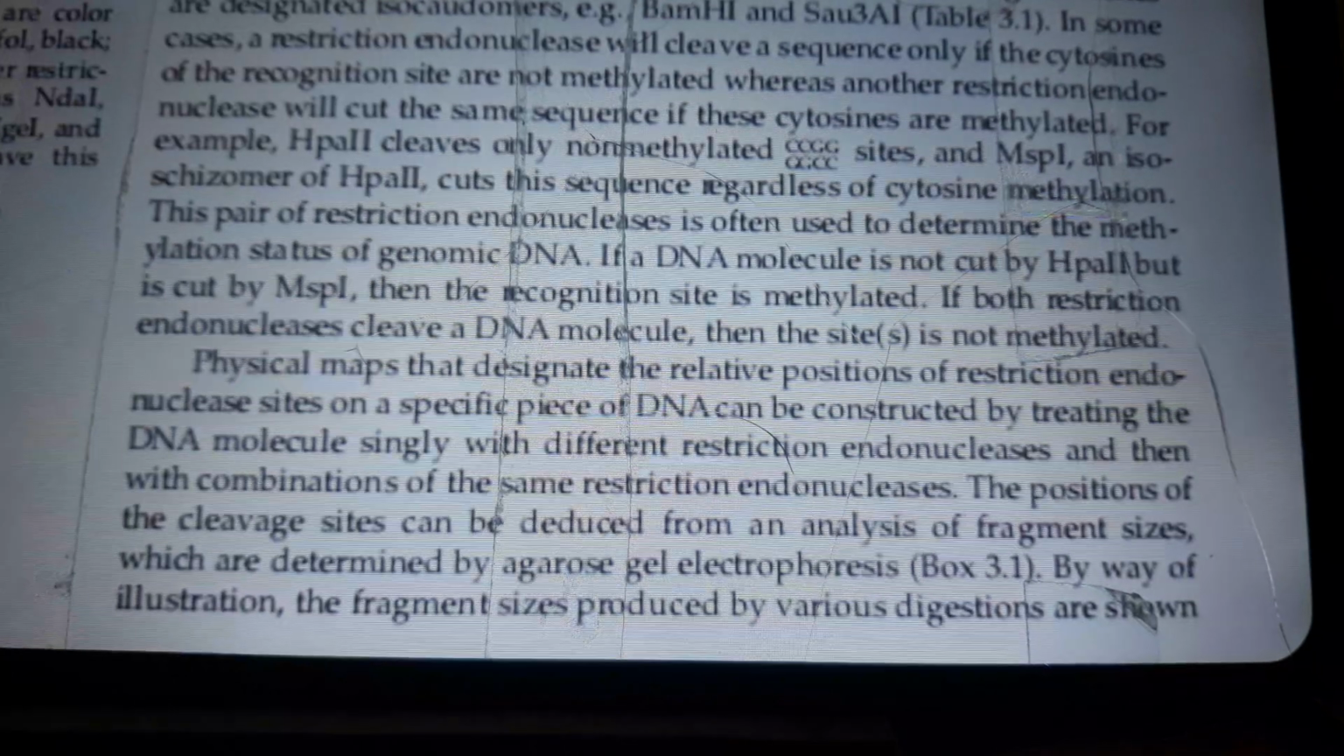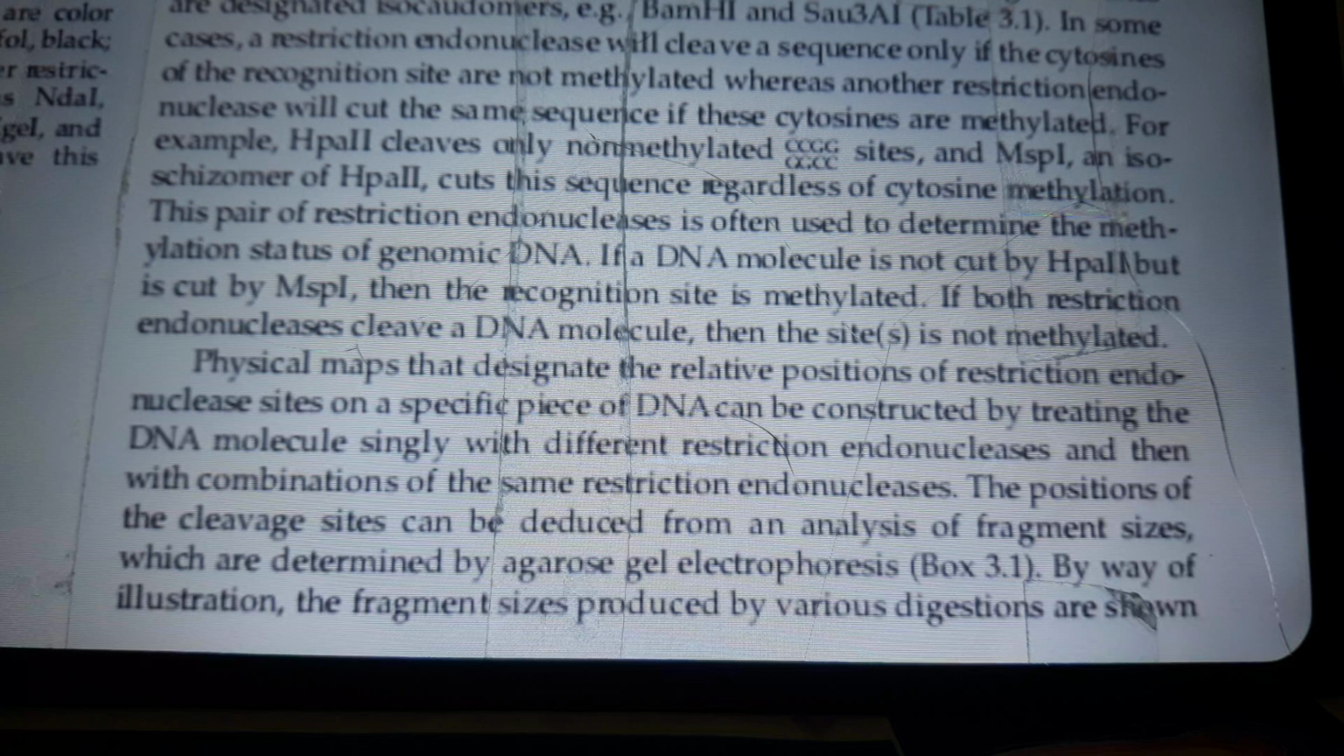On the other hand, restriction endonucleases that produce the same nucleotide extensions but have different recognition sites are designated isocaudomers, for example BamHI and Sau3AI.